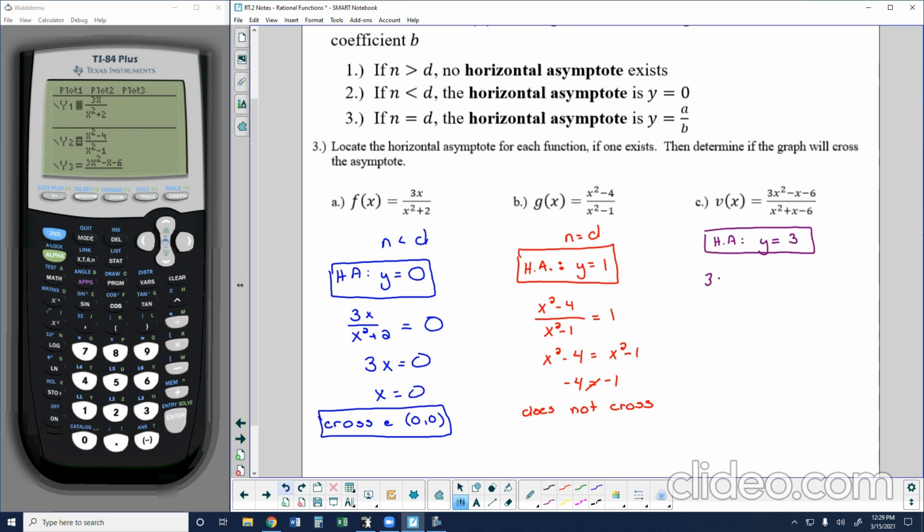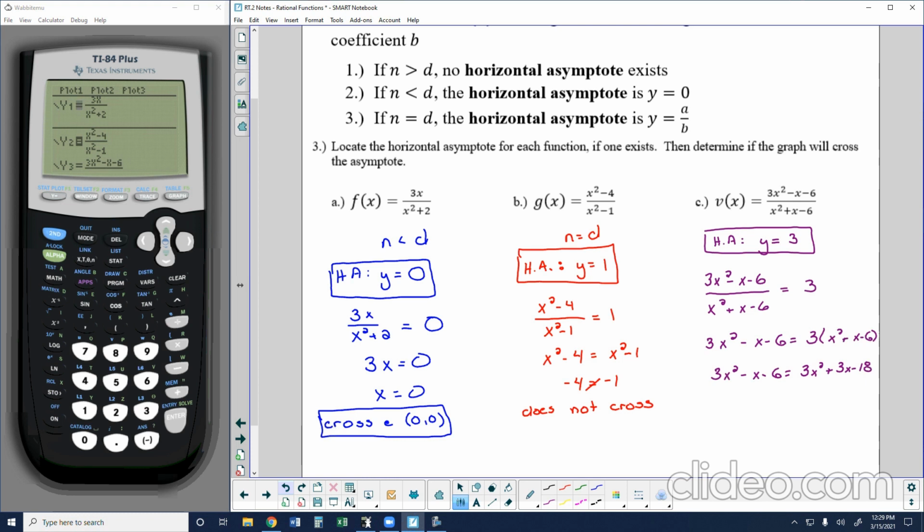Now again, in order to determine if we cross this, and we're determining this algebraically, yes, you could graph this to see if it's going to cross, but algebraically to determine if it's going to cross the horizontal asymptote, we set the equation equal to the horizontal asymptote and look for a solution. So in this case, I would multiply both sides by the denominator. And so what I would get is 3 times x squared plus x minus 6 is equal to 3x squared minus x minus 6.